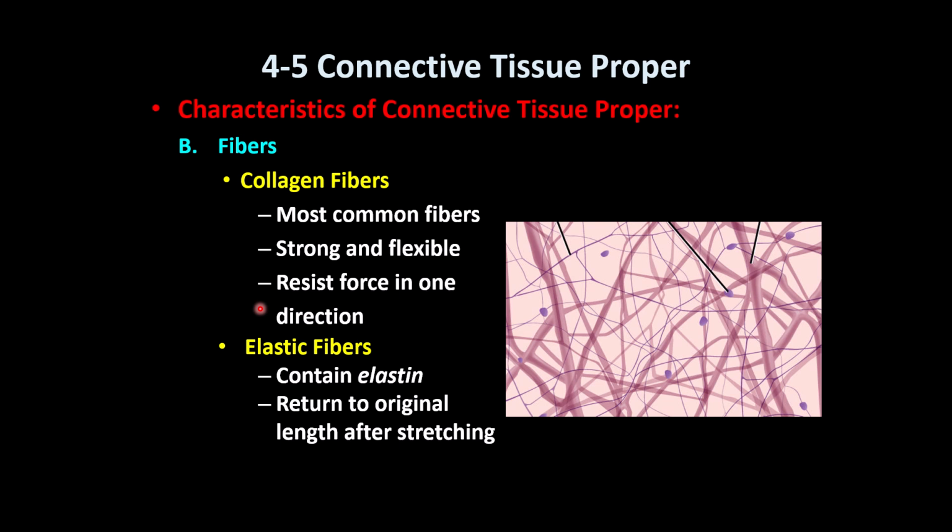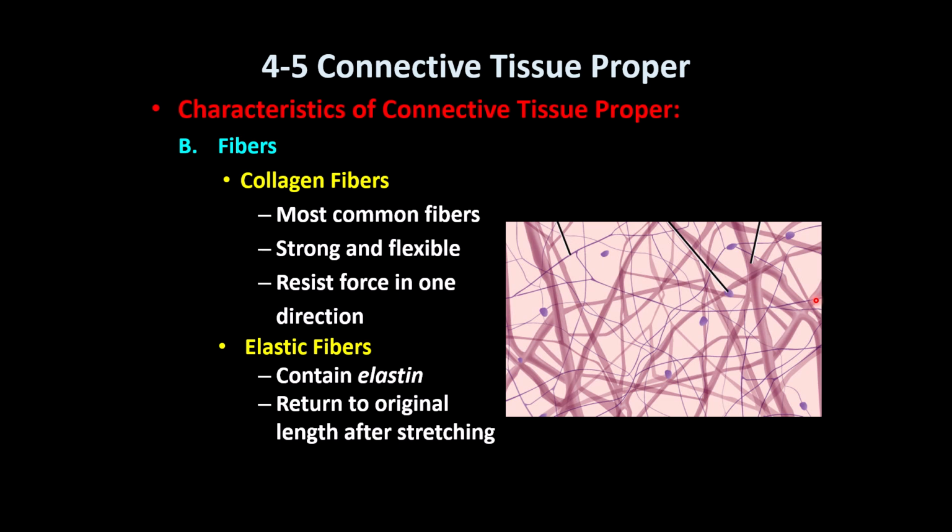So what does it mean? The best way to understand is to give you an example. For example, the connection between bone and a muscle, or a bone with another bone. It's just one specific direction. Elastic fibers are the wavy, thinner ones, and they are stretchable.